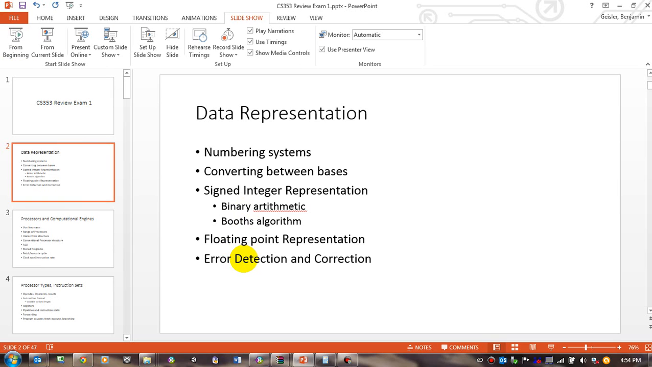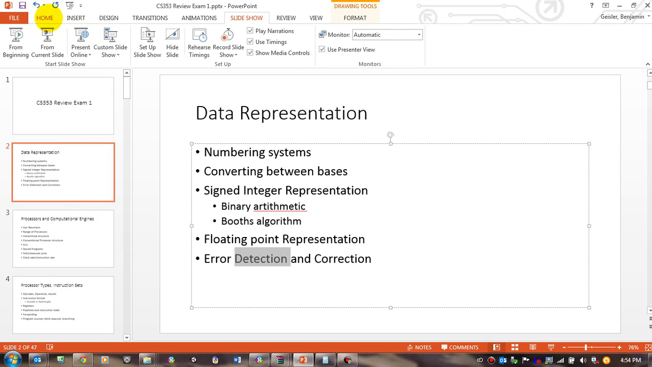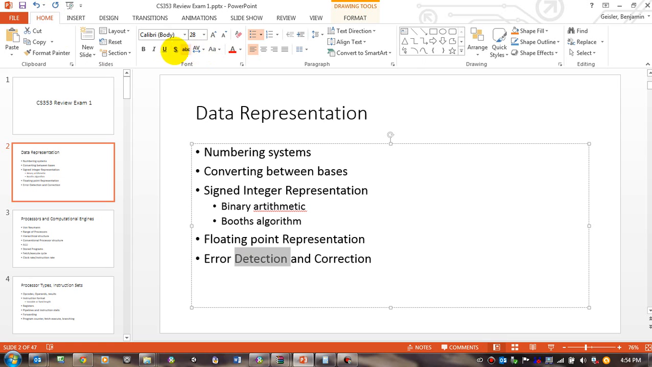Actually, error detection and correction, there's supposed to be a cross out through this. We never got to this. I think we got to it and then immediately had an emergency, so I'm not going to be testing you on error detection and correction. So for that part of the slides, feel free to omit it.